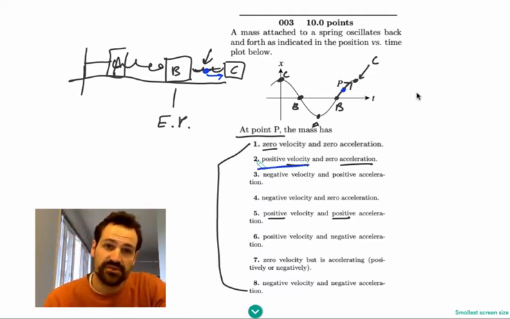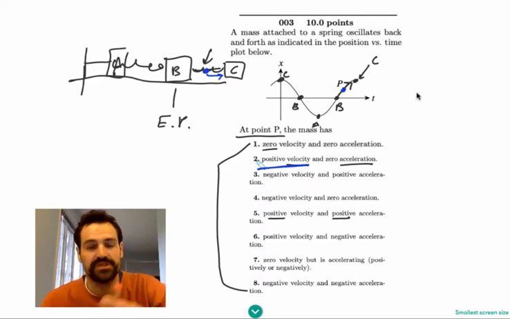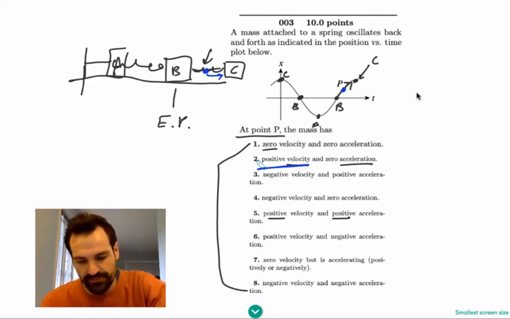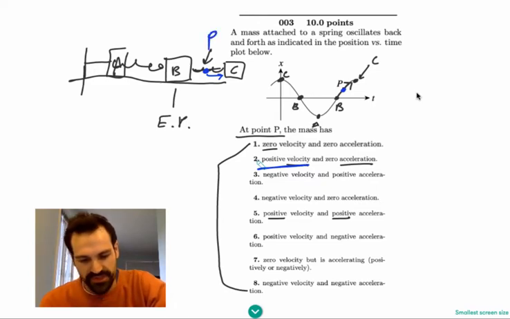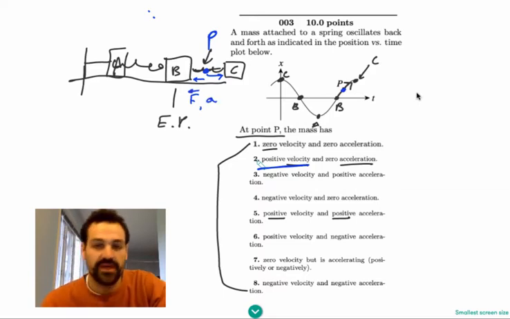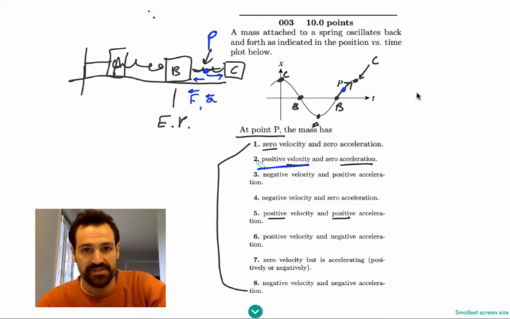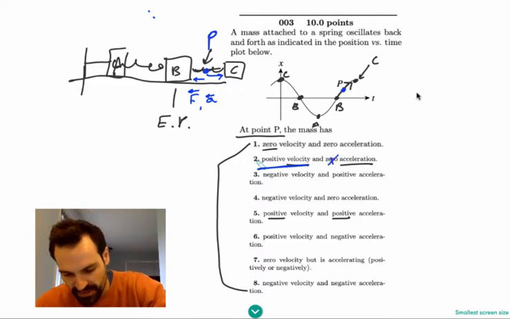Now, how do we find acceleration? Again, acceleration is directly proportional to the force. So at position P, which direction is the force? Well, the spring is trying to pull it backwards, so the force is to the left. And if force is to the left, acceleration is to the left. And in physics, we treat to the left as negative. So it has positive velocity and negative acceleration.